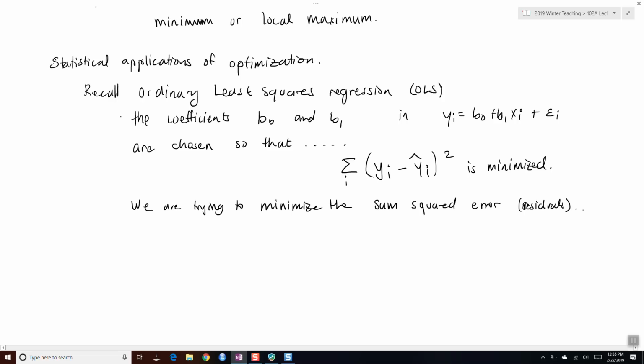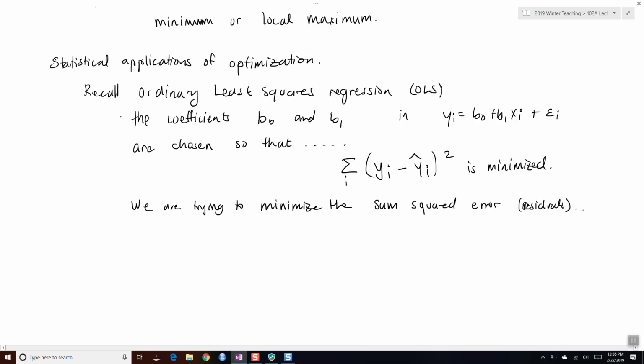Now, this is not unidimensional optimization, because how many things are we adjusting? Two. We're adjusting B0 and B1. We're trying to find the best intercept and the best slope. Because we have two parameters to adjust, it's not a unidimensional problem. But it's still an optimization problem.